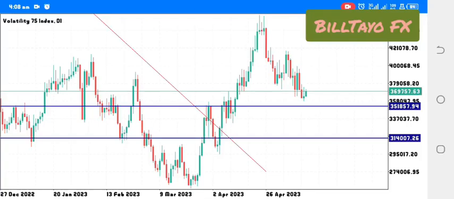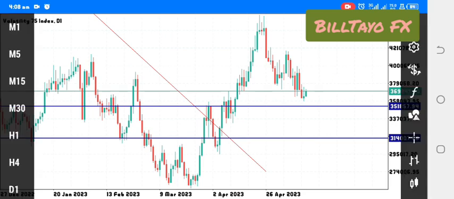We explain the monthly time frame, the weekly, the daily, the 4 hour, down to the 15-minute time frame with regards to volatility 75 index and the FTC strategy. So the time frame in the monthly, this is how it is.